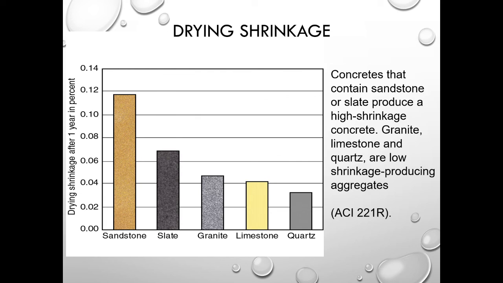This slide will show various types of aggregates and how they contribute to the amount of shrinkage the concrete can undergo. If we look at some of these aggregates here, we can look from sandstone to slate to granite to limestone to quartz. On the left-hand side, the scale shows drying shrinkage after 1 year. You can see that sandstone has the highest shrinkage and quartz would be the lowest. So obviously, with the type of aggregates that we use, we want to make sure that shrinkage is minimized. We have to select aggregates that do have good properties and very low shrinkage properties.